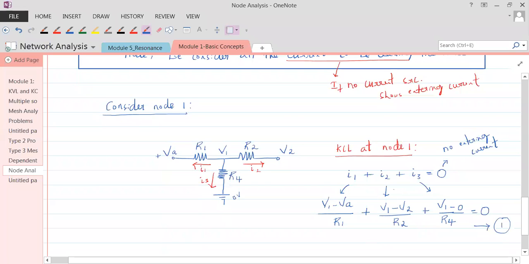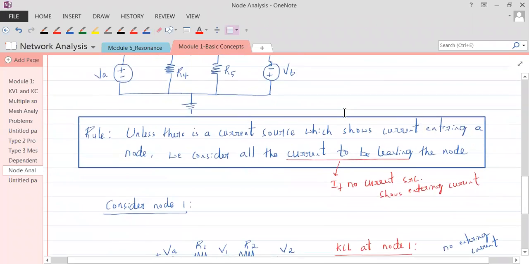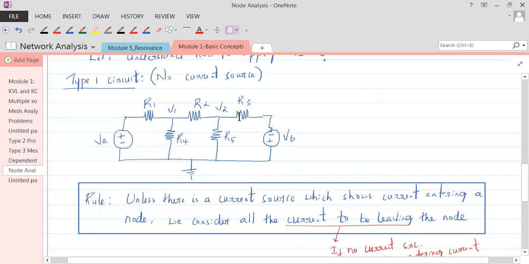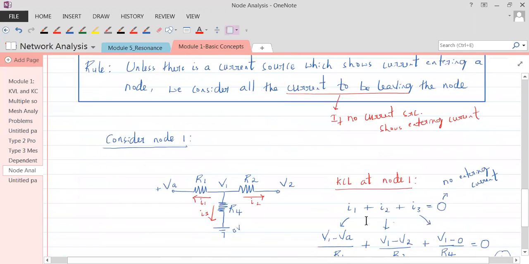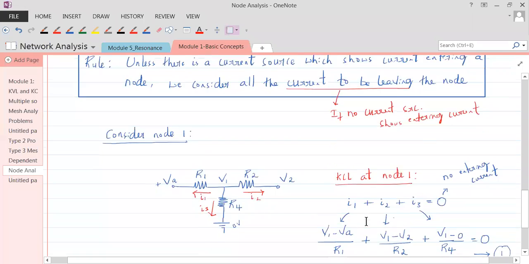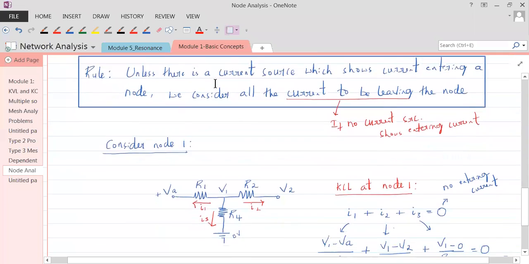How many unknowns are there? Do we know V1? No, I don't know. Do we know V2? No, I don't know. Do we know this? Yes, I know. So there are just two unknowns. Two unknowns, one equation, not possible to be found out. If you have two unknowns, you need at least two equations. One equation we got by applying KCL at node 1, the other equation we would get by applying KCL at node 2. So let's consider node 2 now.